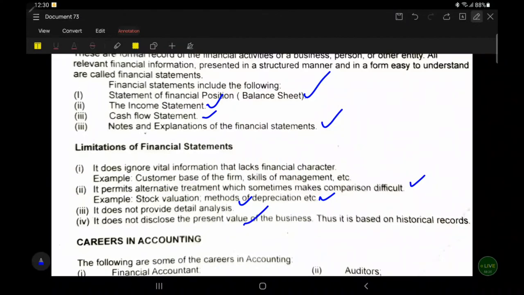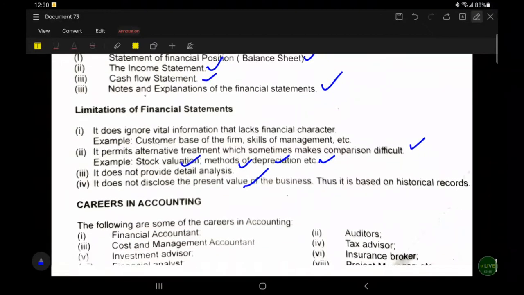It does not provide detailed analysis, and does not disclose the present value of the business. I mean, we get into these steps: stock valuation, depreciation, those stuff. So once you move along, you get to understand them. So these are just the basics. I don't want to bombard you with anything that will cause confusion. So let's take note of that.